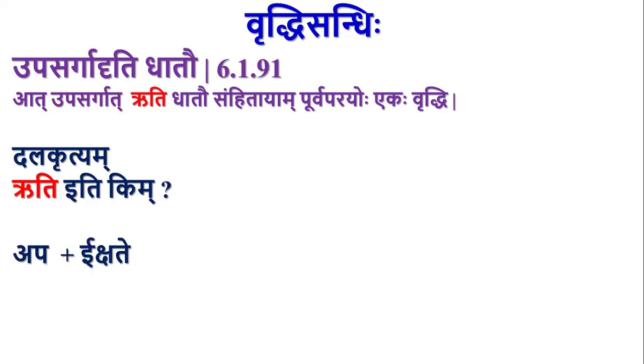Ruti iti kim? Upa plus ikshate. Here it is an upasarga. It is an akaranta upasarga. But it is not followed by rukara. So there will not be application of this sutra. So by ad gunah, a plus i, it becomes e. So apa plus ikshate, apekshate.